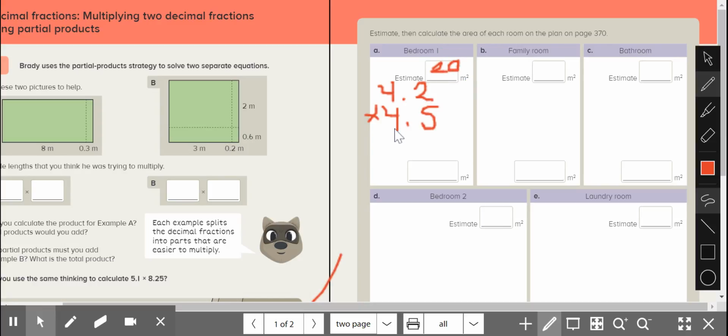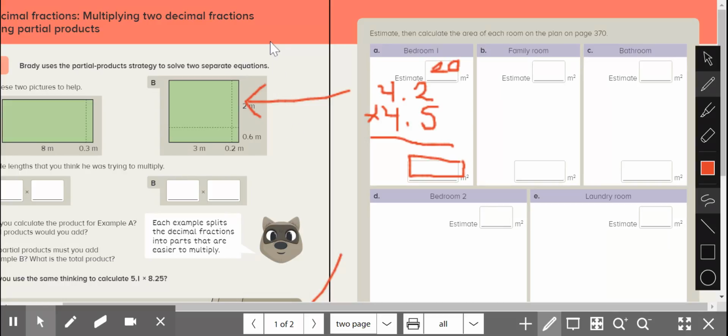You may have some other ways of estimating this, but that's how I would choose to do this one. I know my answer key says that the answers could vary, so it's not something to get stressed out about. The bigger thing is to come up with the correct final answer. If you want to use an area model like we have here, you can do that on a piece of scratch paper.